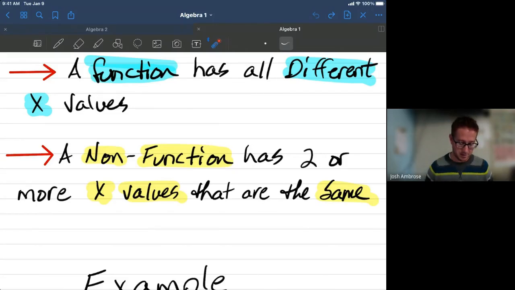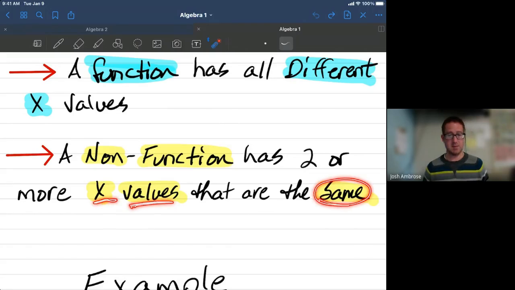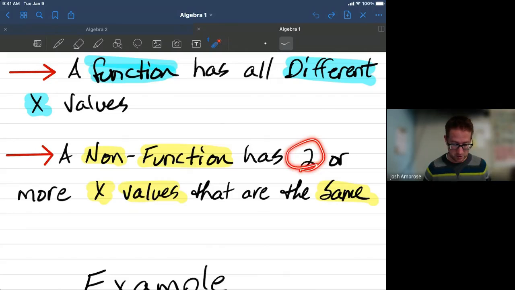Now let's look down here. A non-function is going to have 2 x values that are the same. It could have 2 or more x values, in fact, that are the same. But what you care about is if you find 2 x values that are the same, it's not a function.